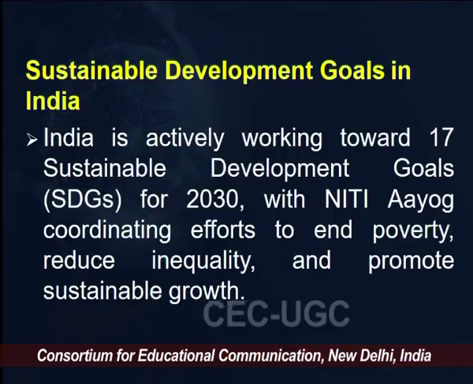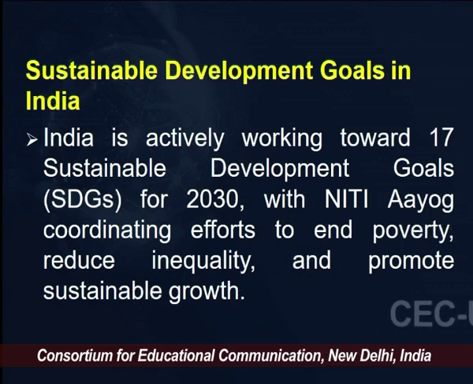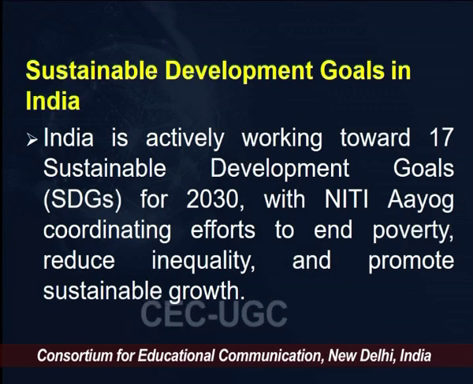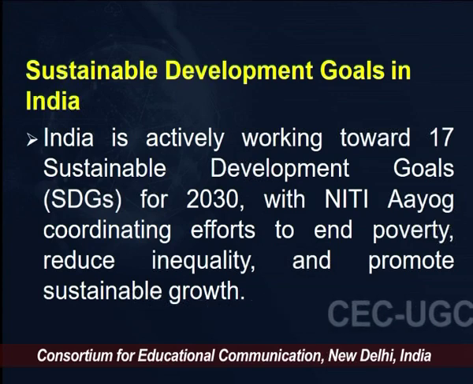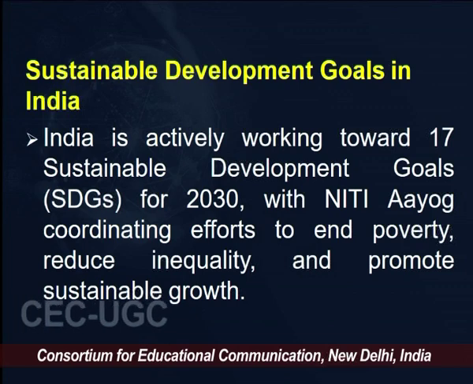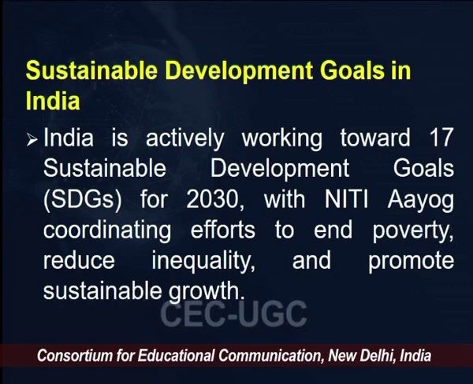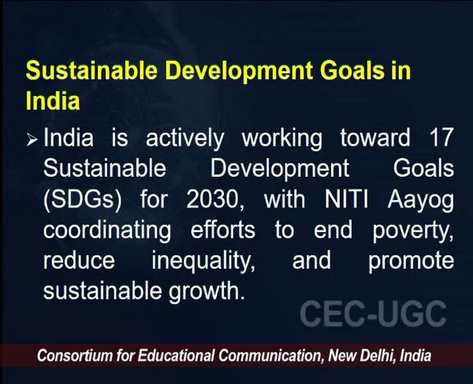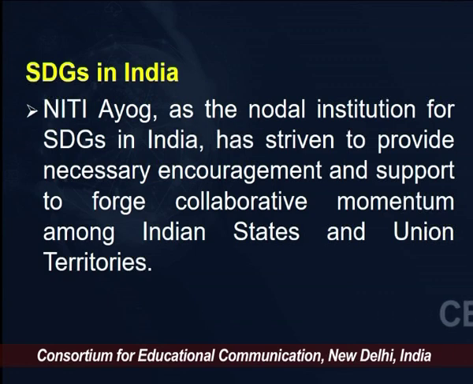But here what we are discussing is that India has also adopted these SDGs. So, India is actively working towards the 17 Sustainable Development Goals for 2030, with Niti Aayog coordinating efforts to end poverty, reduce inequality and promote sustainable growth. So, we have adopted all these 17 SDGs and we are striving to achieve them. Niti Aayog, as the nodal institution for SDGs in India, has striven to provide necessary encouragement and support to forge collaborative momentum among Indian states and union territories.